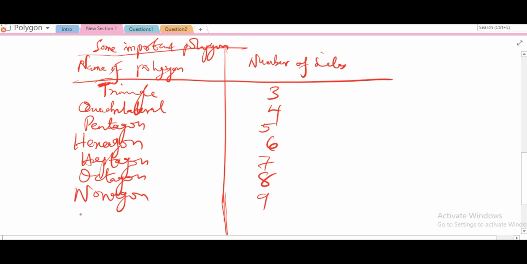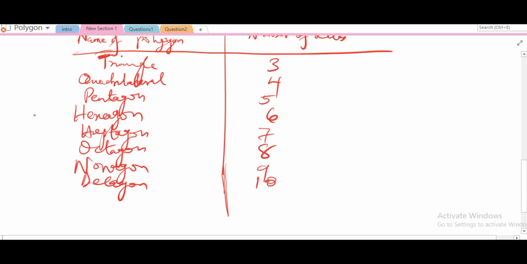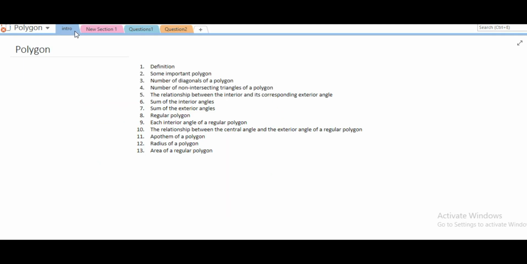So we have decagon, that's 10. So that's the special one. We're going to stop here. So let's go over to the next subheading, which is the number of diagonals of a polygon. Okay.